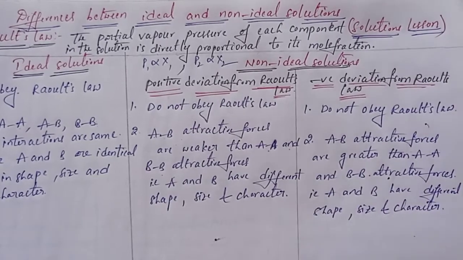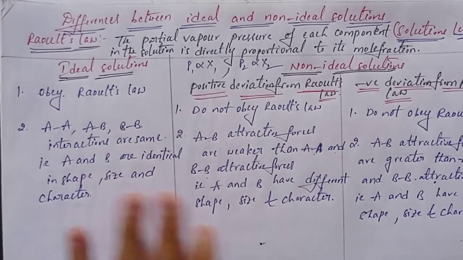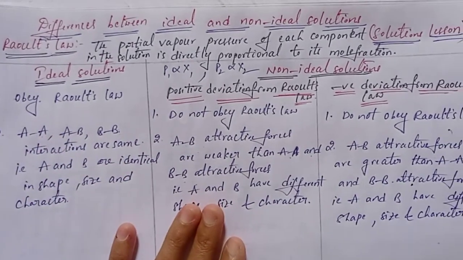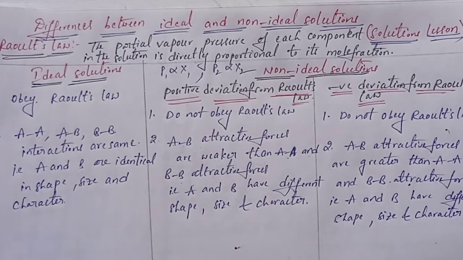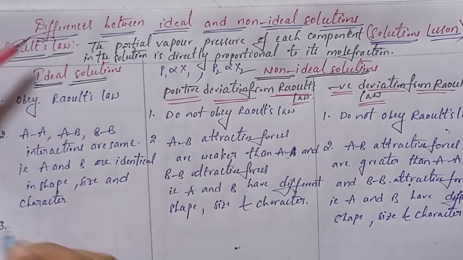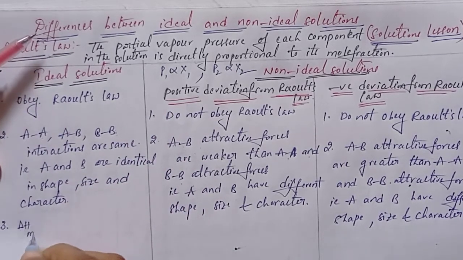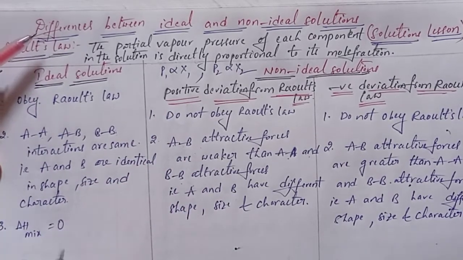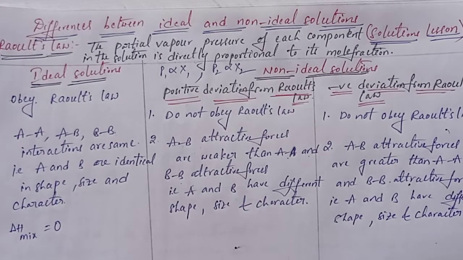Clear this one? This is the second point. Okay now, so this is the case of ideal and non-ideal solutions. This is the second point completed, students. Now I am going to discuss the third point, students. Third point, delta H mixture equal to 0, students. Here delta H, that is change in enthalpy, students. Here delta H value is 0.